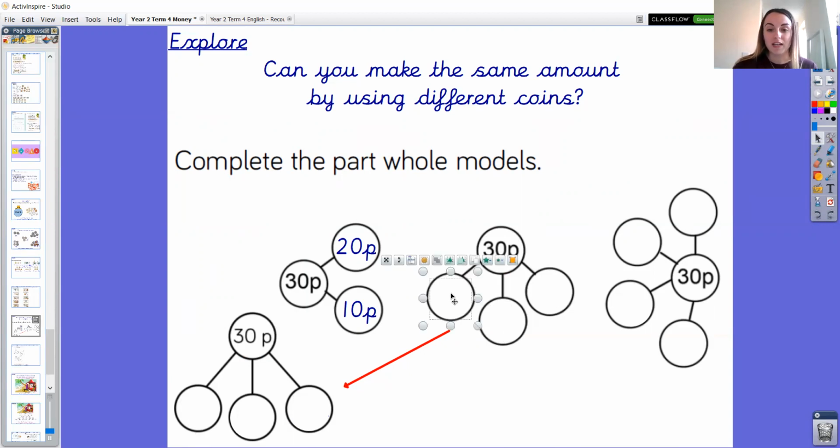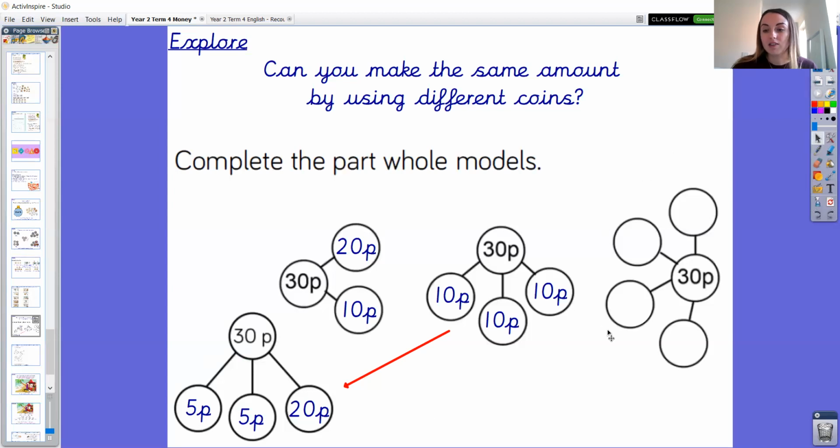Well done, Year 2. So let's have a look together. You may have discussed using 10p, add 10p, add 10p. As we know, 3 lots of 10 equals 30 altogether. You may have discussed using 5p, add 5p, which makes 10p altogether, add 20p to make 30 pence altogether. So that's another way you may have discussed.